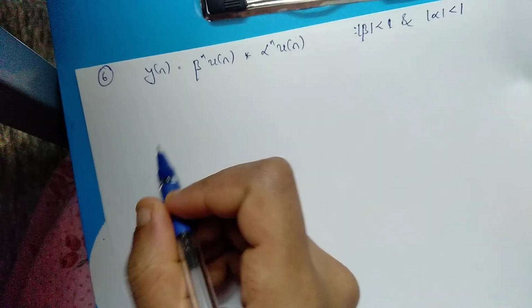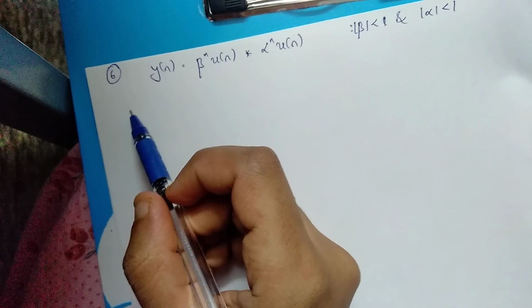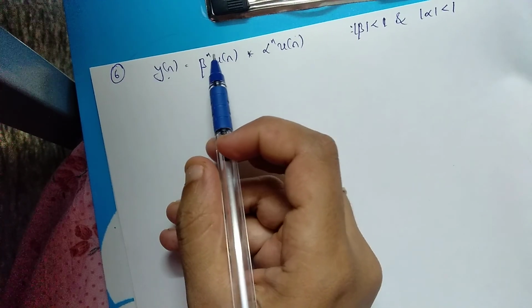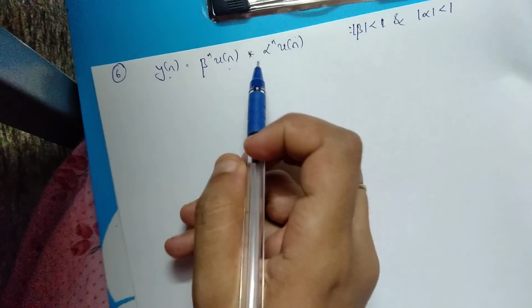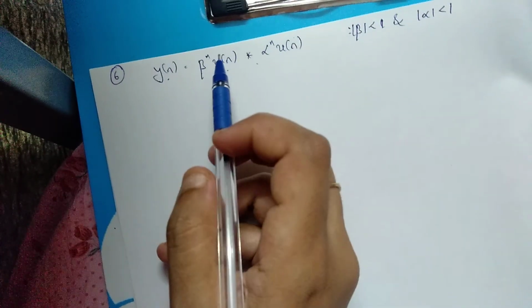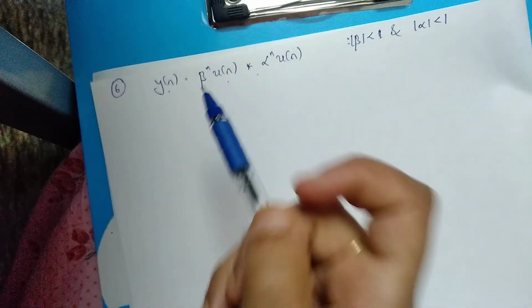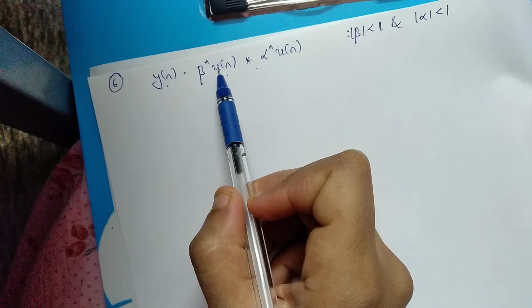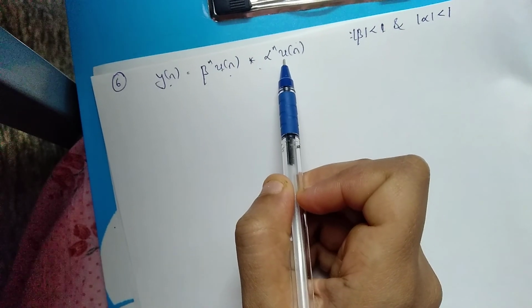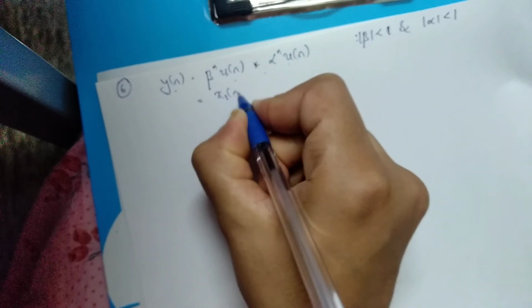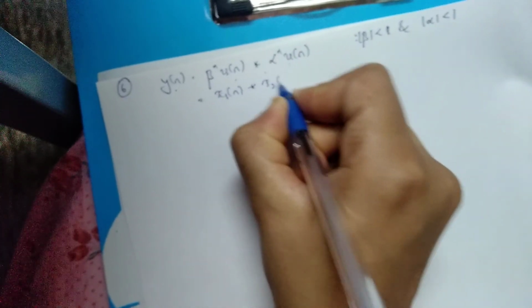Hello everyone. The next question in LTI system is they have given y of n is equal to b to the power of n u of n into alpha to the power of n into u of n. Now we need to find the discrete time convolution. Let's take this as x of n and this as h of n. Otherwise we can also take it as x1 of n convolution with x2 of n.